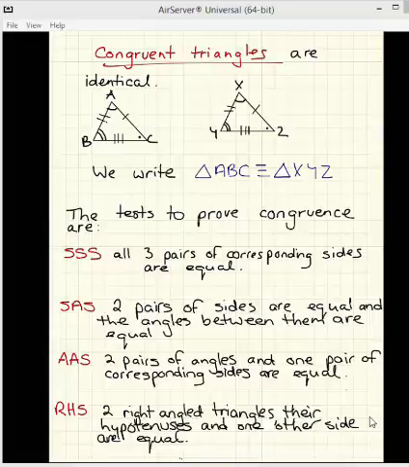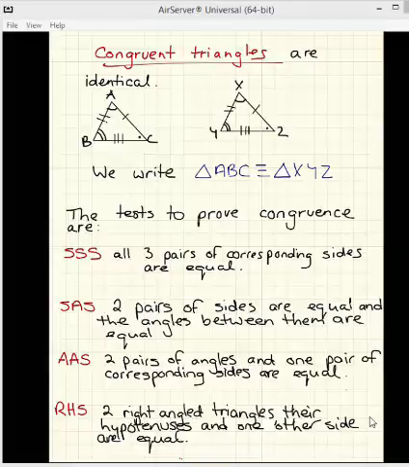You've got side, angle, side, so that's where 2 pairs of sides and the angle that's in between them. So looking at those pictures up the top, if you were given that BA was equal to YX and AC was equal to XZ, you would need to know that the angle at A was equal to the angle at X. Okay, so they have to be in between the sides.